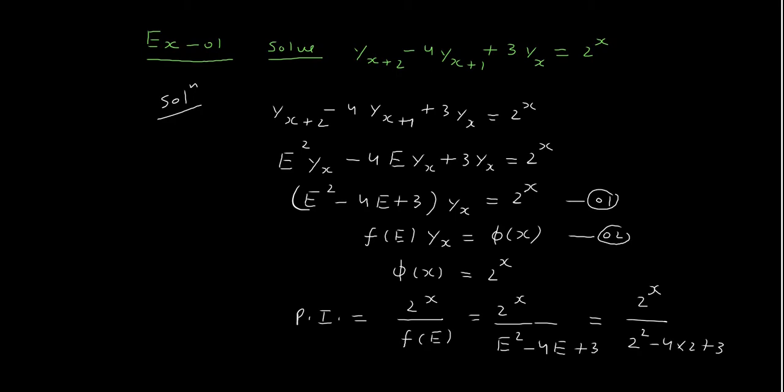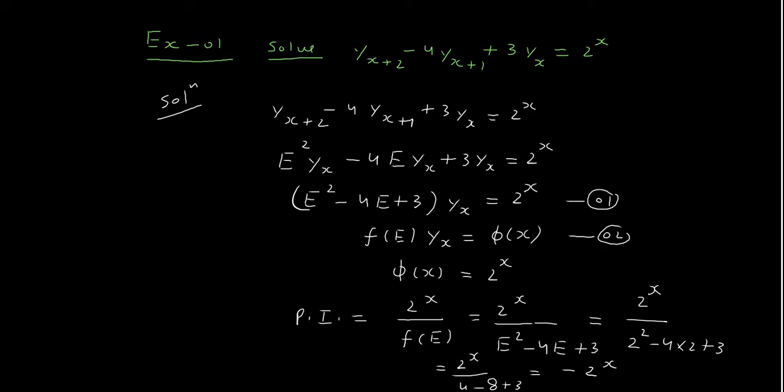So this becomes, we write here, (1/4)^x divided by 4 minus 8 plus 3. So what is the value for this one? The value for this one is minus 1. So this becomes minus 2 to the power x. This one is the value of a particular integral. But what is the solution?